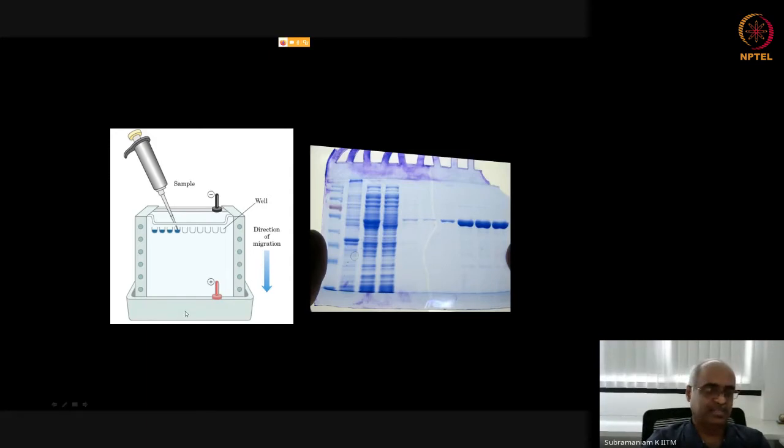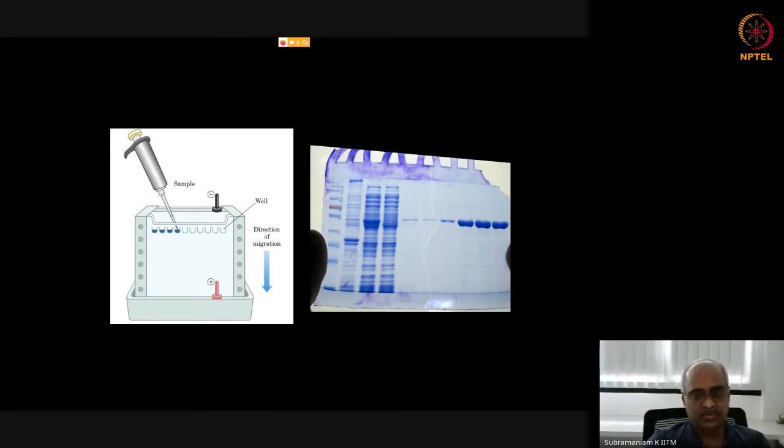So once the separation is done, then you open up and take it out and soak it in a solution. That is what we call fixing. So it fixes the proteins. The proteins no longer diffuse after separation and they remain in position on the gel. Then you add another solution where usually you have a colored pigment or a dye that specifically binds to the protein. And that process is called staining.